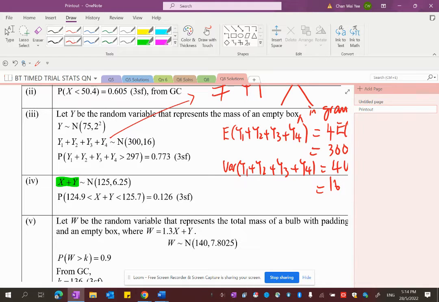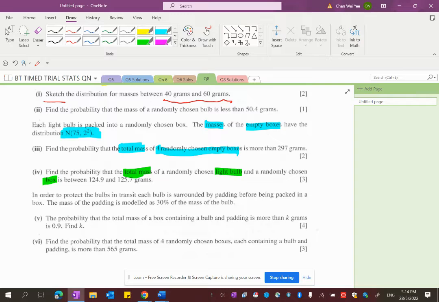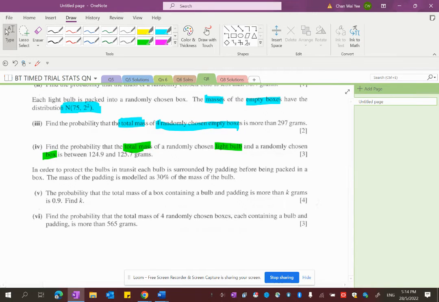So you can also find the mean and variance by using E(X+Y) equals E(X) plus E(Y), and you can find the variance, Var(X+Y) equals Var(X) plus Var(Y). Okay, so with this you can find the answer, which is mean 125 and variance 6.25. And from here you can use your GC to find the end answer, which is 0.126. So relatively, the parts covered so far are quite simple.